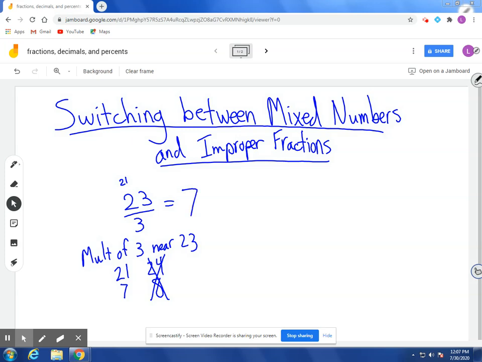And then I just think, what's the difference between 23 and 21? That's 2, and I have 7 and 2/3. Now I get it, that's tricky. So let's do another example.